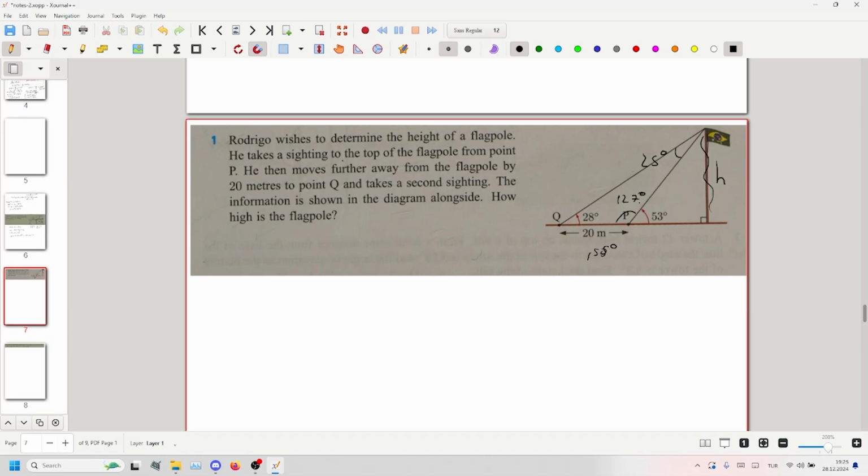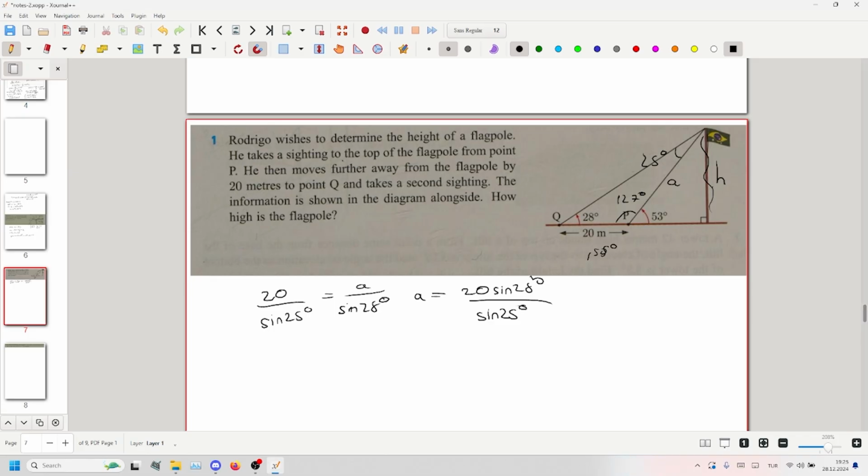Now we can use the law of sines to find this side, right here. I'm going to call it A. So here's 20 divided by sine of 25 is equal to A divided by the sine of 28 degrees. Okay. So from this we get that A is equal to 20 sine of 28 degrees divided by sine of 25 degrees.